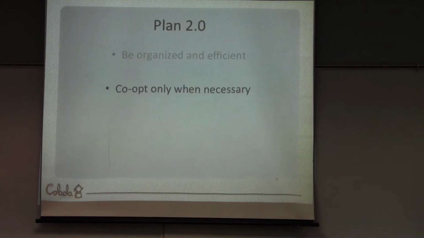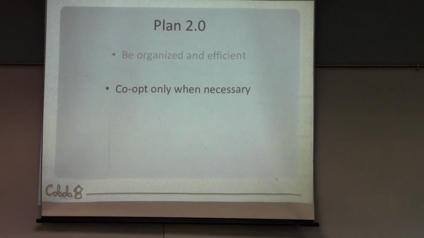So the next item on our plan is essentially we want to co-opt only when it's necessary. So when you have a $0 budget, you can't just spend on everything that you need.